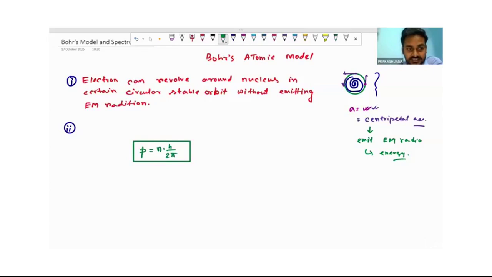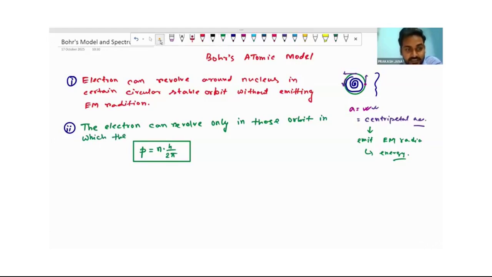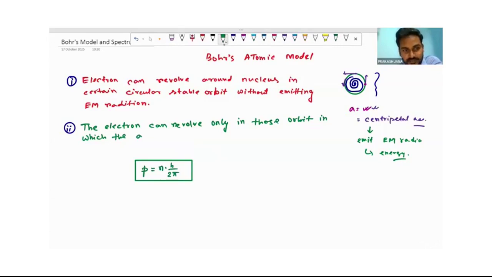If we write it in words, the electron can revolve only in those orbits in which the angular momentum of the electron is an integral multiple of h by 2 pi, where h is the Planck constant.